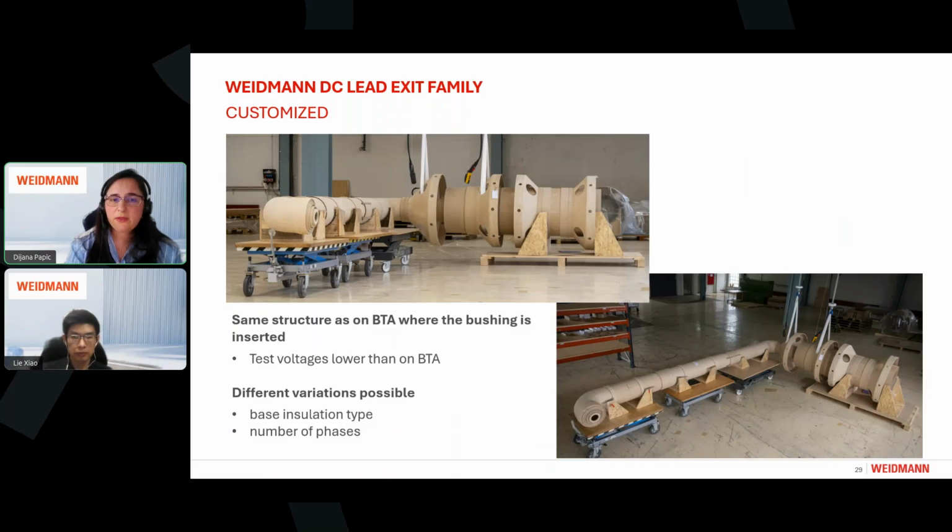Also, when we do the insulation dielectric analysis and verifications for a BTA, there are the voltages from the bushing, which Leah mentioned are 20% higher. But for the lead exit, we focus on the voltages designed for the transformer. So this is the distinction in the voltage class calculation. And then, of course, we have the variety of how many phases the lead exit covers and the insulation type.